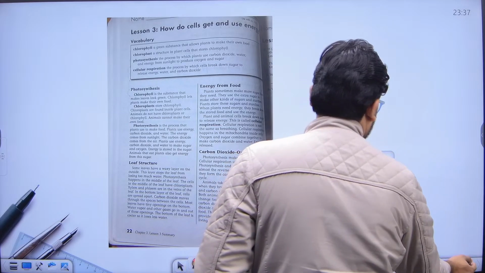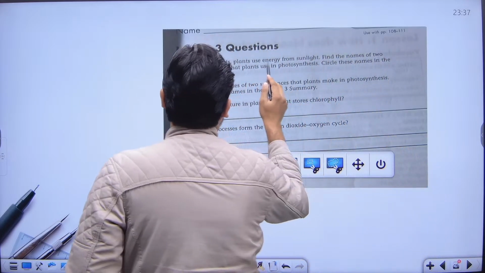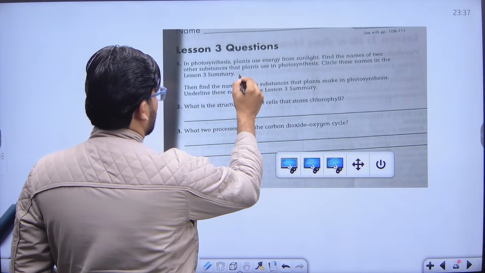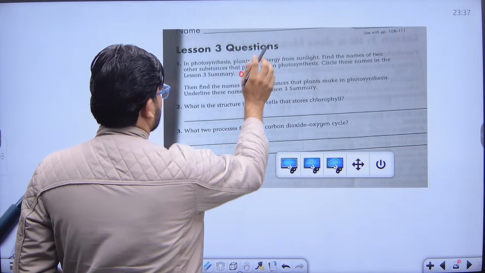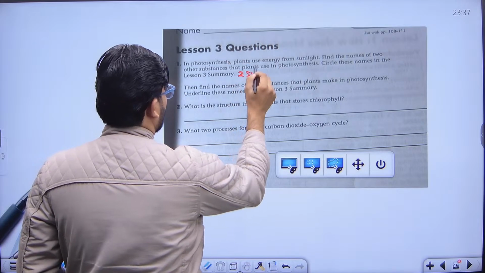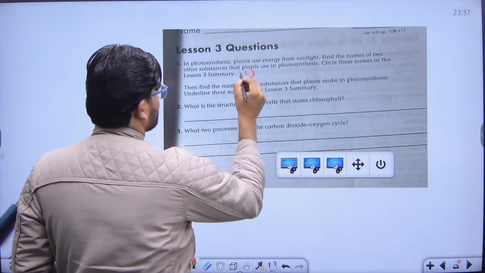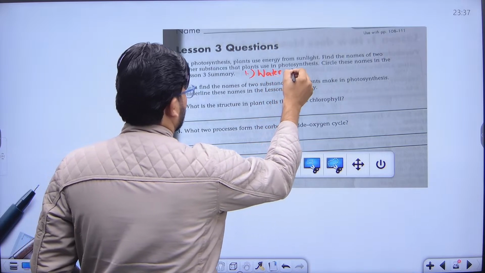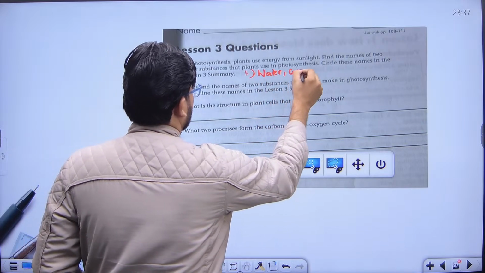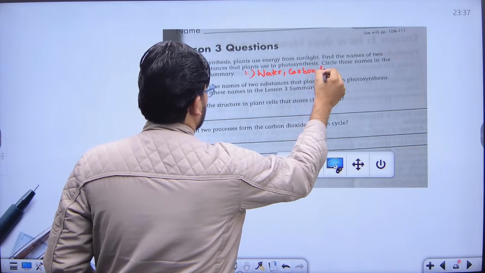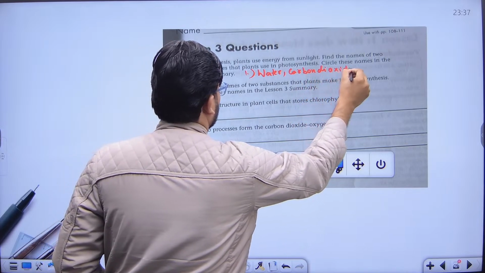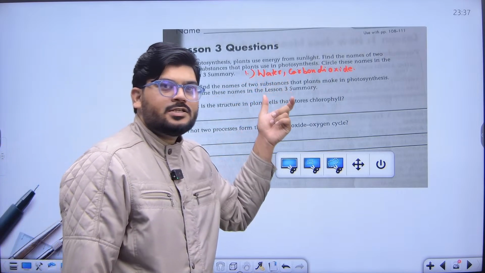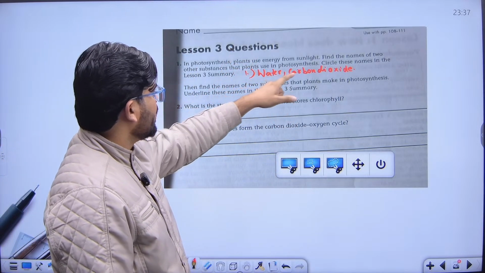So what question have they asked? In photosynthesis, plants use energy from the sunlight. Find the names of the other 2 substances. So I will write one by one. One is water, the other is carbon dioxide. So plants use, apart from sunlight, water and carbon dioxide.